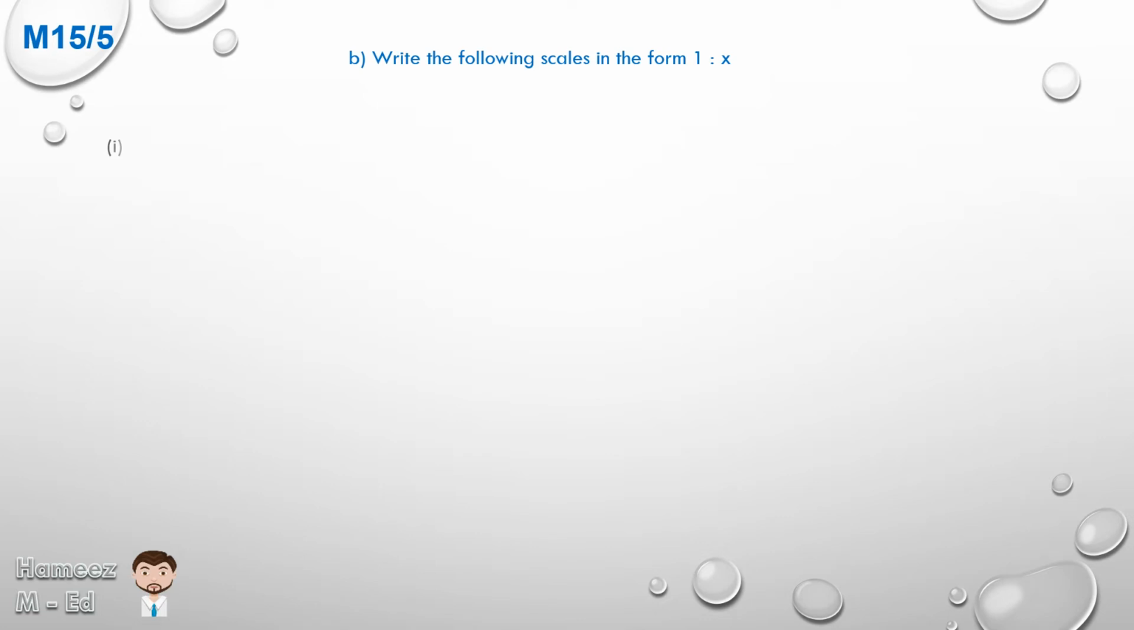May 2015, number 5, part B. Write the following scales in the form 1 to x. So what that means is that we need to find the value of x. Part 1. 1 millimeter is equal to 1 meter. So let's write that 1 mm is to 1 meter.